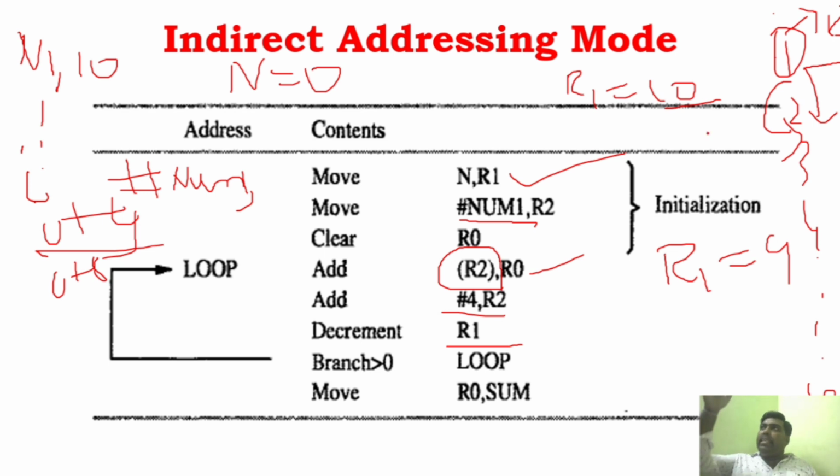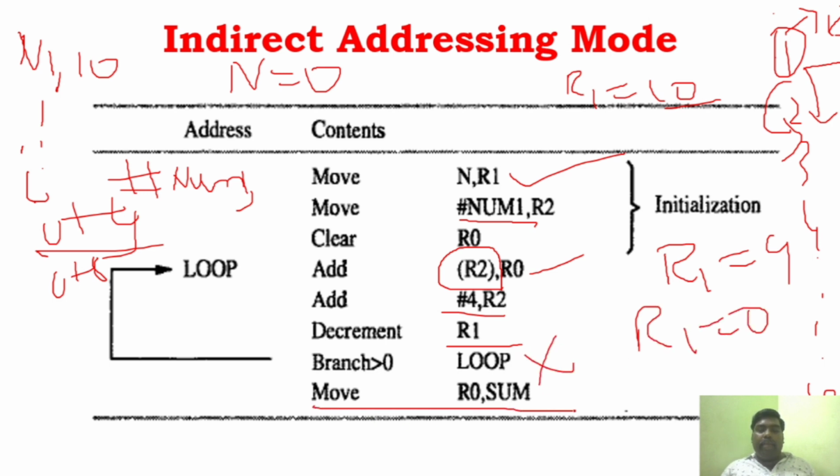And you can see here, once R1 becomes zero, this condition will not be satisfied and then it will automatically store the value of R0 to sum, that is, it will move the value of R0 to sum. It is the same instruction, the same program, but what I have done is I have used immediate addressing and indirect addressing here. You understand, right? So this is about indirect addressing mode.